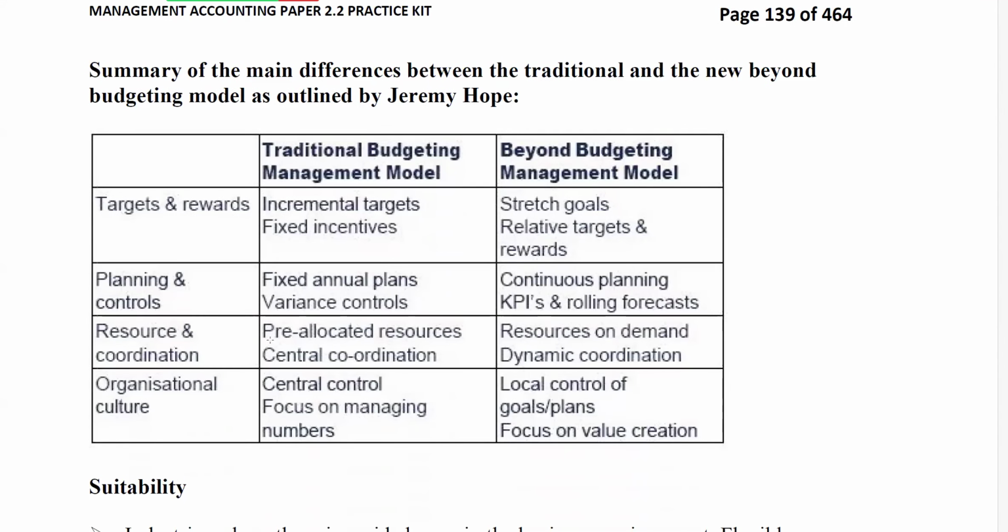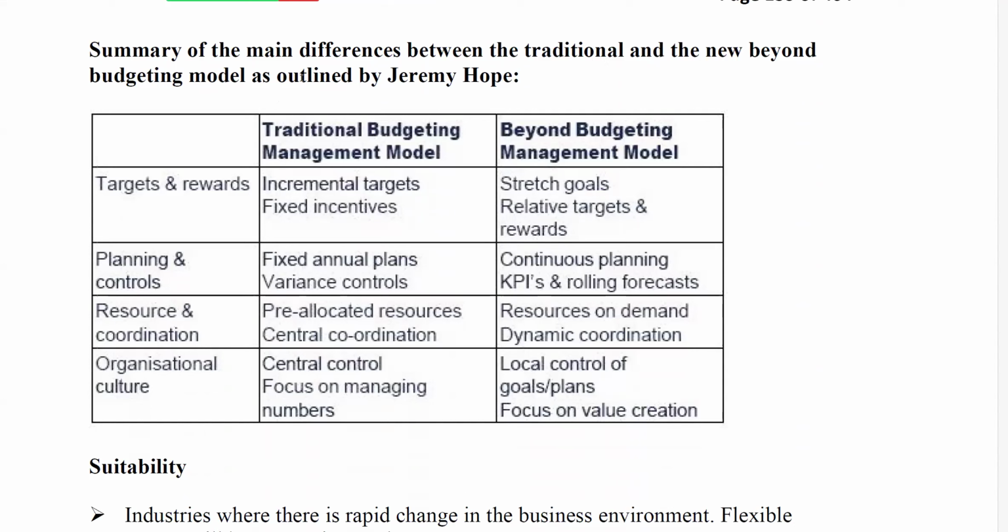So if you look at the differences between the traditional and the new beyond budgeting model by Jeremy Hope, you see that when it comes to target and reward, the traditional model has incremental targets and fixed incentives. But beyond budgeting, we look at stretch goals, relative targets and rewards. When it comes to planning and controls, with traditional budgets, we have fixed annual plans and variance controls. While here, we have continuous planning under beyond budgeting, KPIs and rolling forecast. When it comes to resources and coordination, with fixed budgets, we have pre-allocated resources and central coordination. But when it comes to beyond budgeting, we have resources on demand and dynamic coordination.